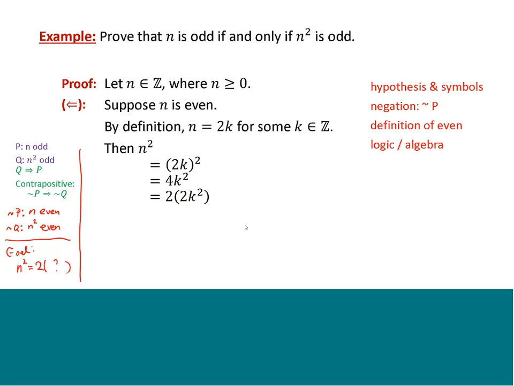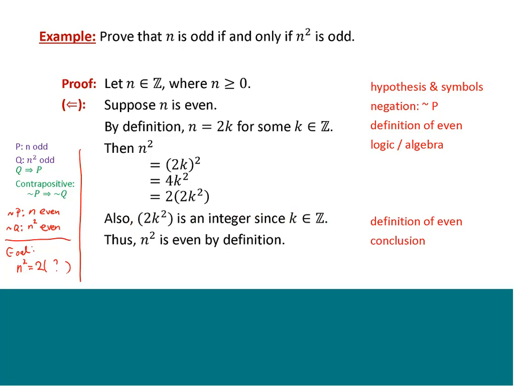Yeah, it is. So since 2 times K squared is an integer, that means N is 2 times some integer, which means by definition it's even. Now we just got to write all that down. So, since K is an integer, the 2K squared is an integer. And then N squared is going to be even by definition.